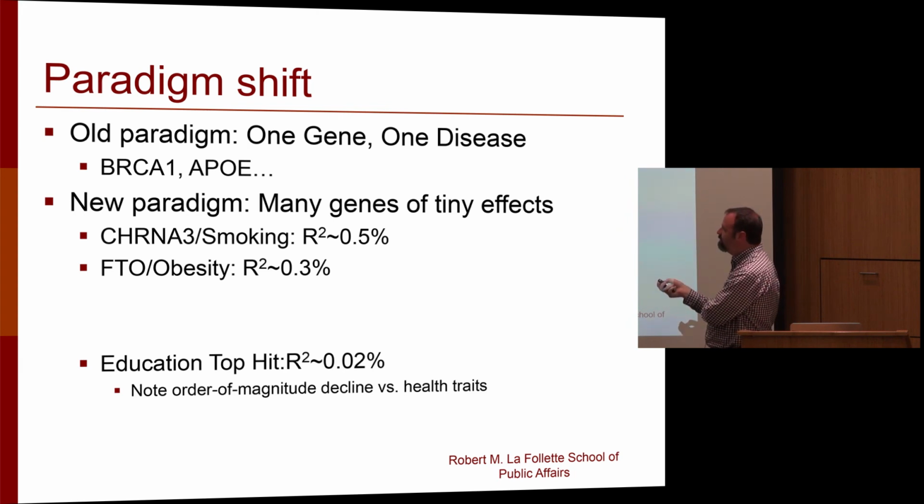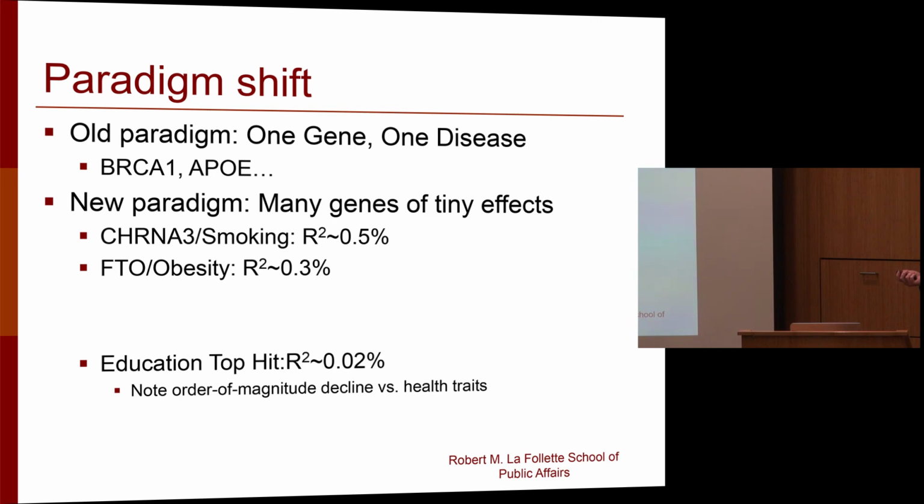So this is what I mean by a paradigm shift: not only is it not one gene, one disease, one drug, but the top hits are tiny, tiny, tiny. That's partly why I'm going to describe the new phase of measuring genetic effects on an outcome like education, which is to sum up everything across the whole genome, because the top hit basically doesn't matter.